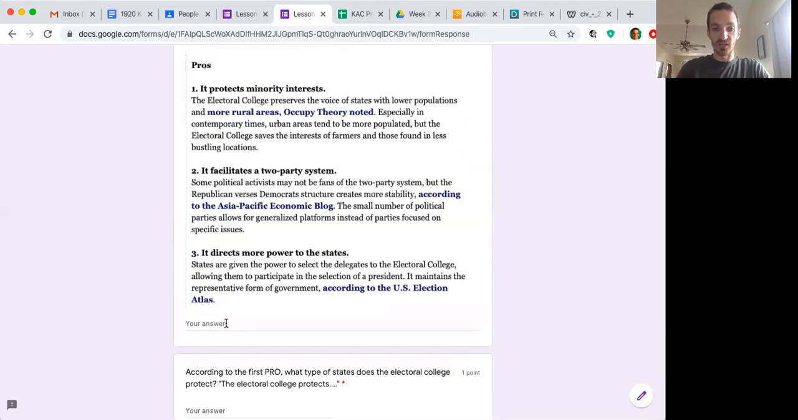Write a gist for this section here. Remember, I told you it's a one-sentence summary. So these three things are saying that the Electoral College what?